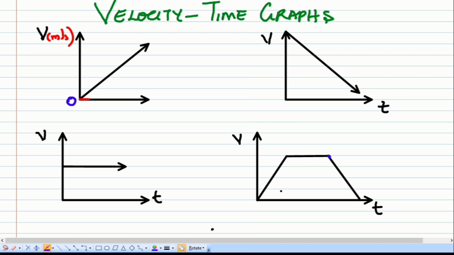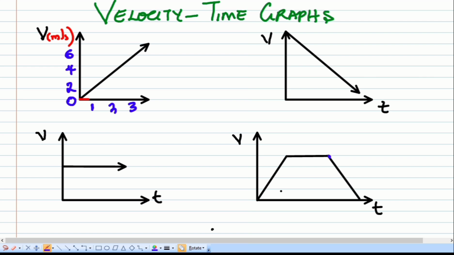So let's say that this car started from 0 when the time is 0. Then after 1 second, the speed of this car changed to 2. In 2 seconds, it changed to 4. 3 seconds is at 6. Remember, velocity is measured in meters per second, right?